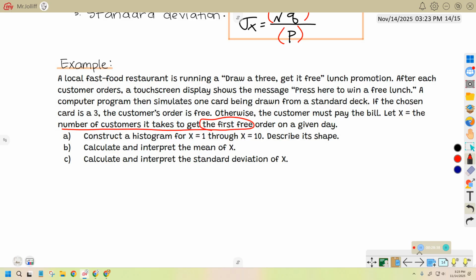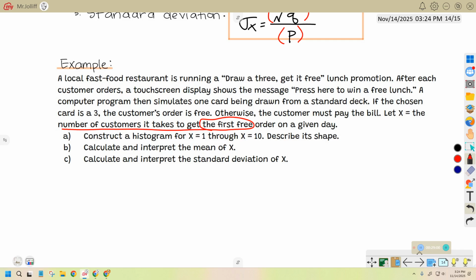We are keeping track of a number of trials I need until I see a success, a free lunch. So that tells me that this is geometric instead of binomial, because it meets the B, the I, and the S, but that N is not a fixed number of trials, it's a number of trials until I see a success.